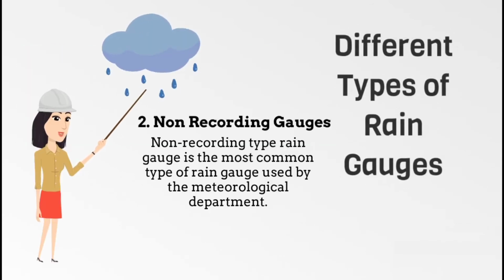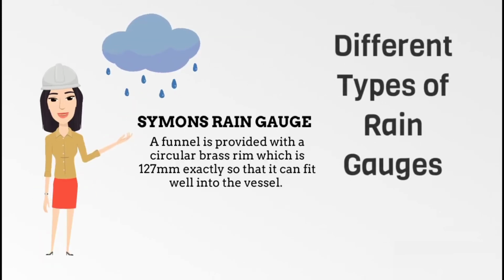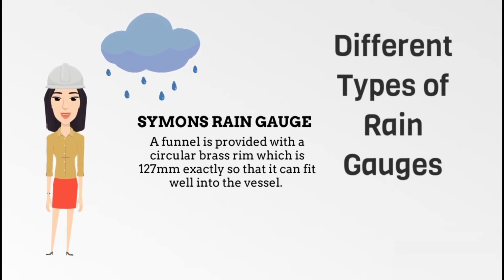Non-recording gauges. Non-recording type rain gauge is the most common type of rain gauge used by the meteorological department. An example of a non-recording gauge is Symons rain gauge. In this gauge, a funnel is provided with a circular brass rim which is exactly 127 mm so that it can fit well into the vessel.